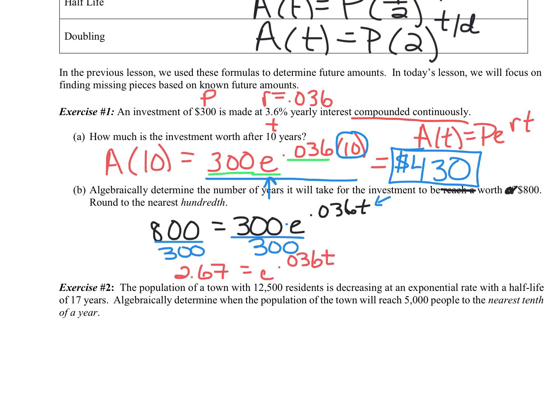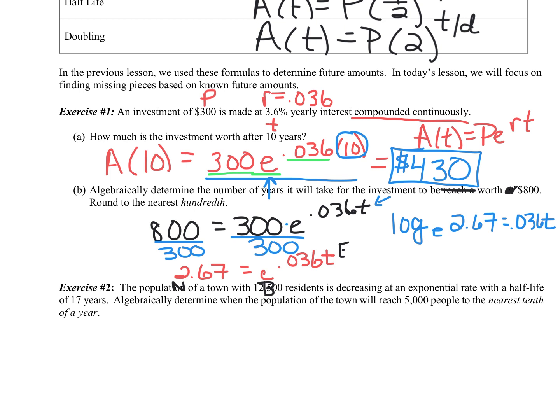Now we have a base, an exponent, and a number. So now we're ready to go to log form. So I take those numbers. I'm going to write the word log. My base is e. My number that it's equal to is 2.67, which I'm going to keep the whole decimal in my calculator, and my exponent is 0.036t.